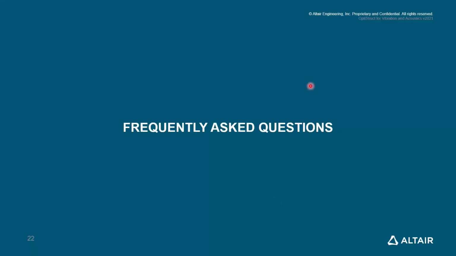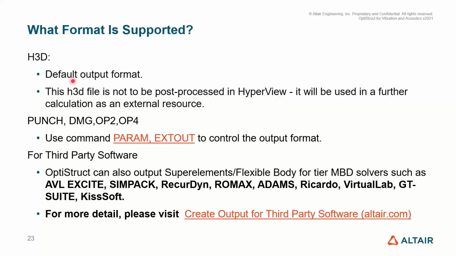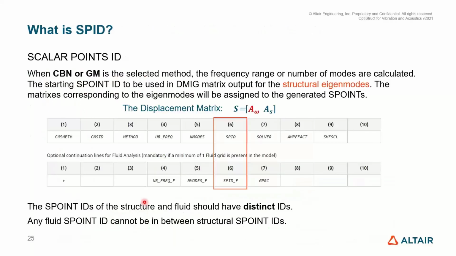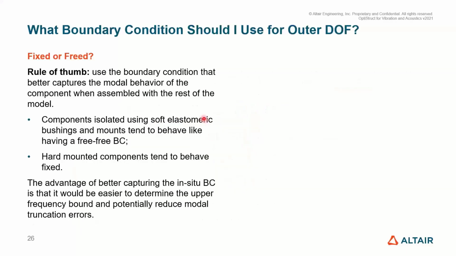Here we can have a look at some frequently asked questions. So what format is supported? By default, H3D, and we also support Punch and third-party software. What kind of boundary conditions, SPC, MPC, preload, static loads, can be specified using the CMS method card. And what is S-point ID? It's used to store structure eigenmodes. And what boundary condition should I use for outer degrees of freedom? We should use the one that better captures the model behavior when it's assembled.